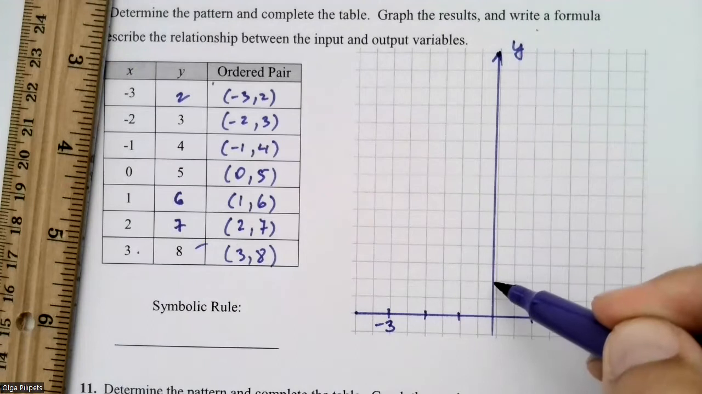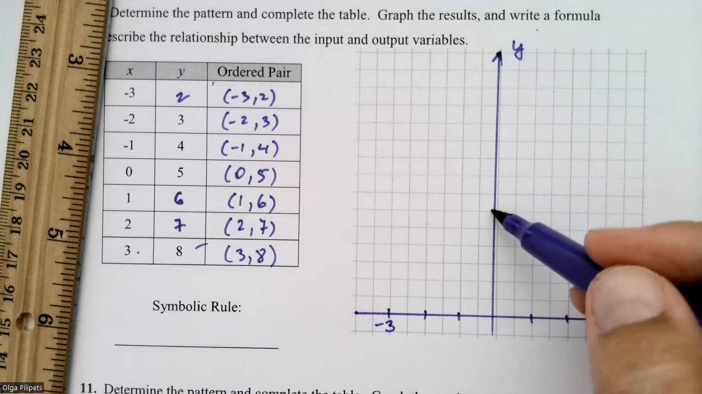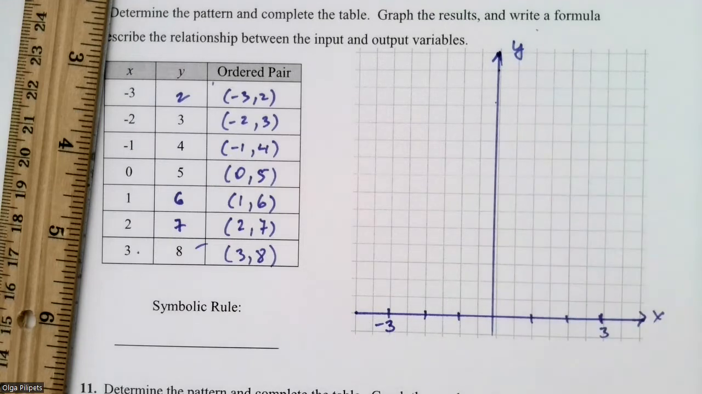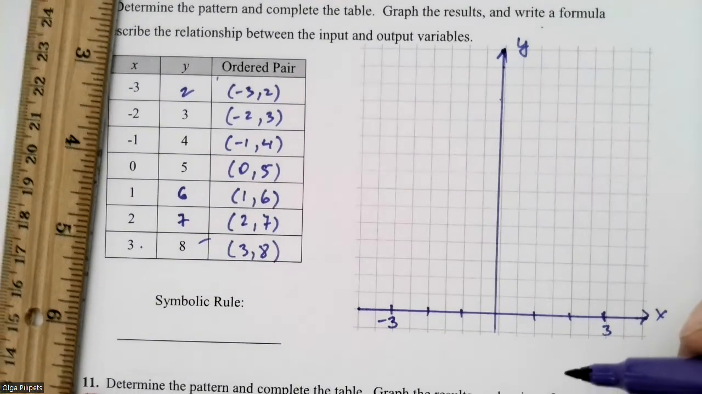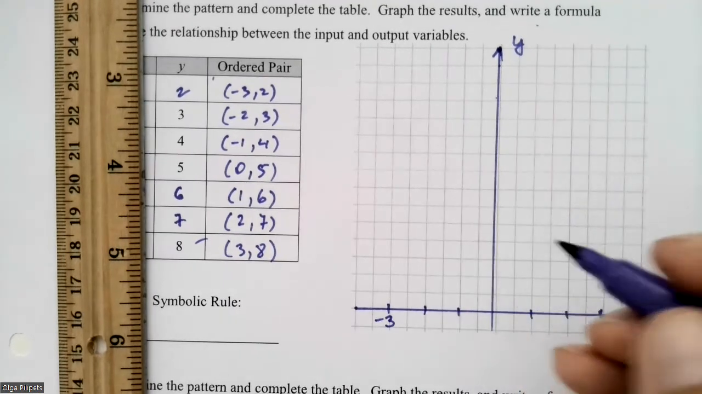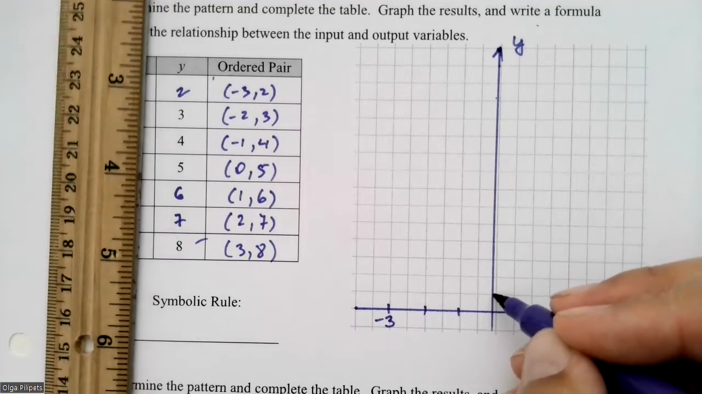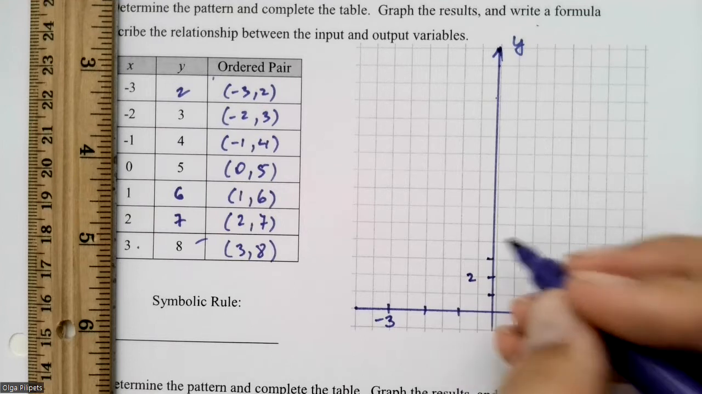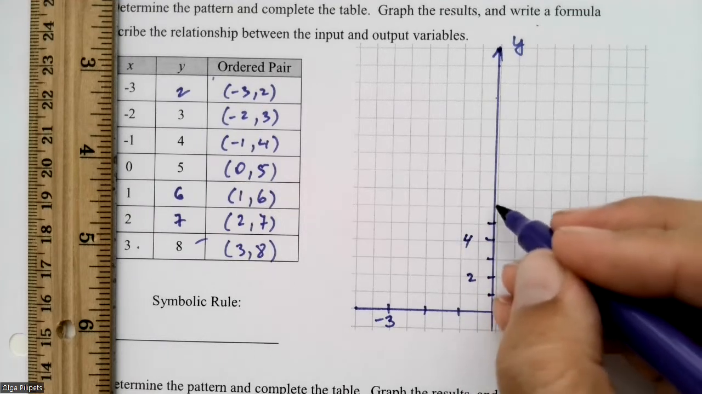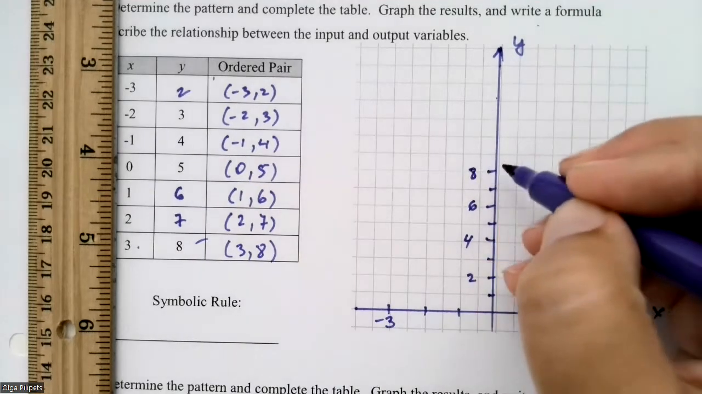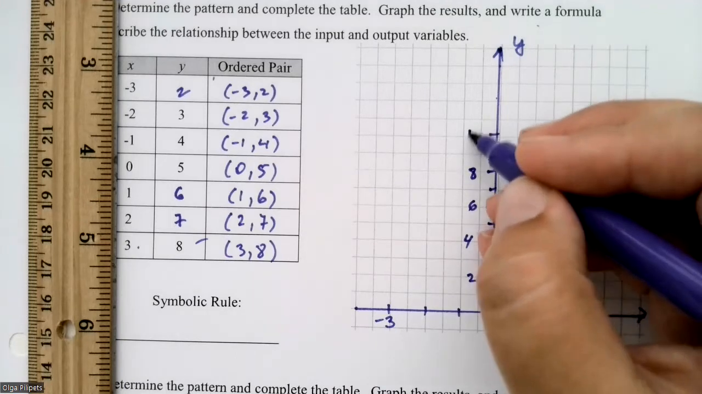Okay, let's see. 1, 2, 3, 4, 5, 6, 7. I don't have enough room. If I make my step equal 2 little squares, so I'm going to make 1 little square 1 step. So 1, 2, 3, 4, 5, 6, 7, 8. I could stop there, or I could make a couple more, 10.